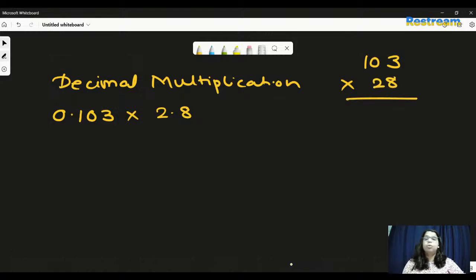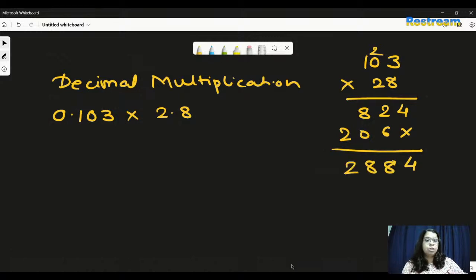Okay, so double digit multiplication. 3 times 8 is 24, 2 carry. 8 times 0 is 0, so 2 comes down here, 8, this one. 2 times 3 is 6, 0, 2. So we have 2884. Now if you see, we have 3 decimal places here and 1 decimal place here. So total we have 4 decimal places. So we are going to assume that we have a decimal place over here, and then it is going to jump 4 places.